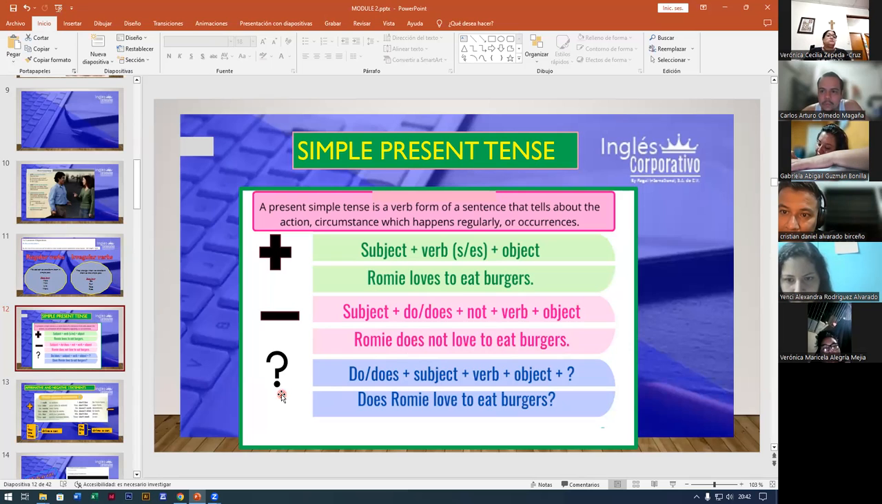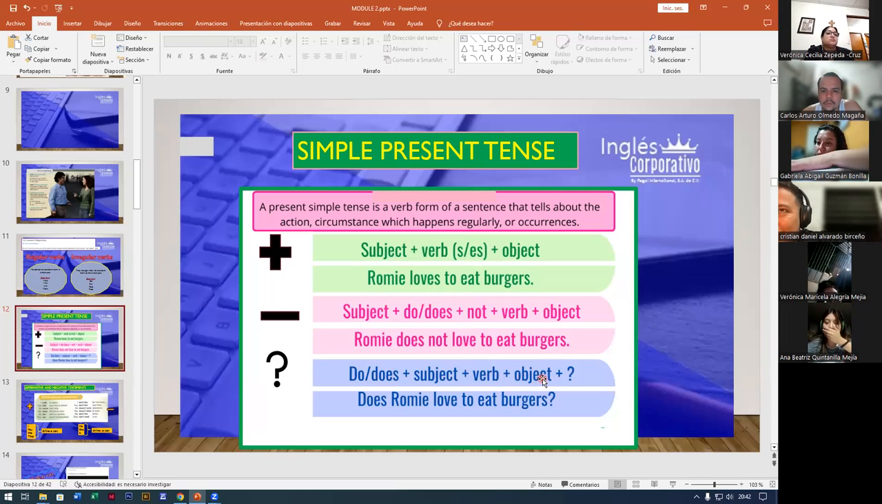But also we have the type of question. In the case of a yes/no question, you investigate affirmative or negative. Do or does, plus subject, plus the verb, plus object or complement, and the question mark, because it's interrogative, so we need a question mark here. For example, does Romy love to eat burgers? Right. Now, this is the structure.